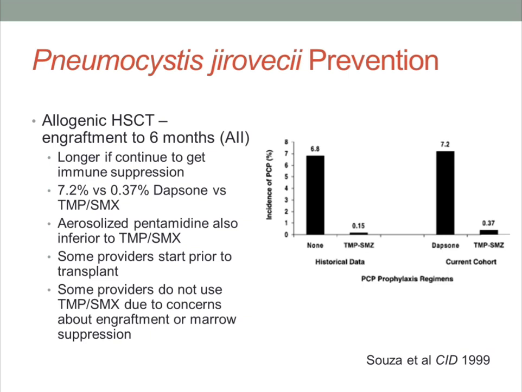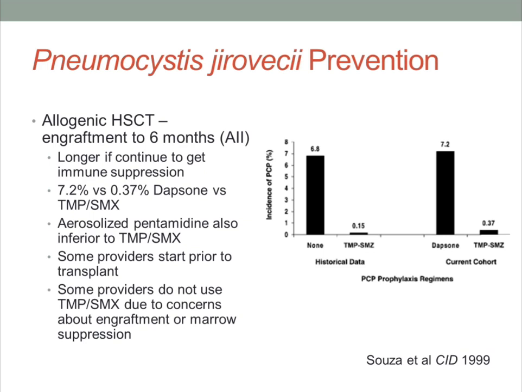The agent of choice, we always try to get these patients on trimethoprim-sulfamethoxazole because it's just a better agent at preventing infection. And so this is a study from 1999 looking at dapsone versus trimethoprim-sulfamethoxazole. There was a 7.2% breakthrough rate with dapsone in transplant patients compared to 0.37% with trimethoprim-sulfa. There's another study too looking at aerosolized pentamidine, which is used a lot. It's inferior. There are higher breakthrough rates.